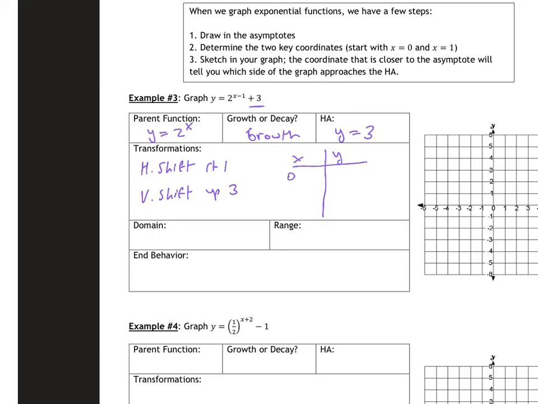Now if I just did 0 and 1 for my x's and plugged them into my parent function, 2 to the 0 power, anything to the 0 power is 1. 2 to the first power is 2. And then I apply my transformation: I'm going to go right 1, and then up 3. That gives me my 2 points. I have 1, 4 now, and I have 2, 5.